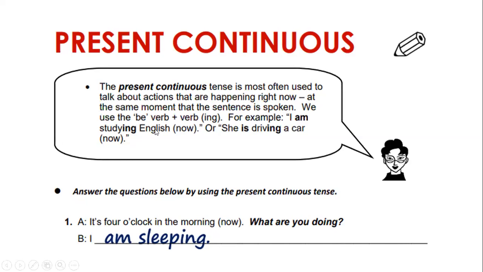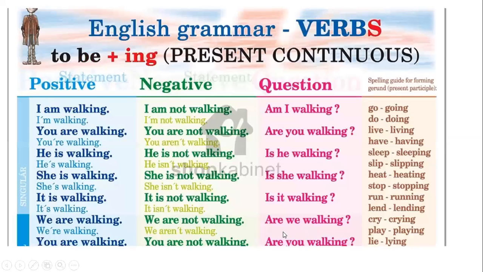For example, I am studying English now. Ustedes pueden decir, estoy estudiando inglés ahora, en este momento. O yo puedo decir, I am teaching English right now. Estoy enseñando inglés en este momento. For example, here, answer the questions below by using the present continuous tense. It's 4 o'clock in the morning now. What are you doing? Son las 4 de la mañana. ¿Qué estás haciendo? I'm sleeping. Estoy durmiendo.